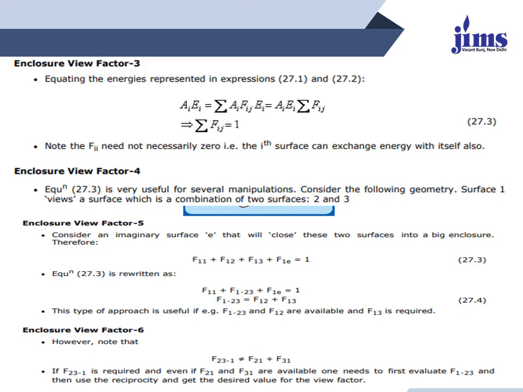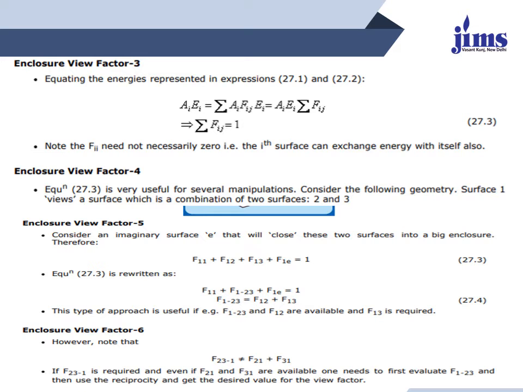This summation rule is generally used to calculate the shape factor from one surface to another surface. For a flat or convex surface, the shape factor with respect to itself is generally 0. So for a flat surface, F11 is equal to 0, meaning the shape factor of body 1 with respect to itself is 0. This is due to the fact that no part of a flat or convex surface can see any other part of the same surface. So this is the summation rule.